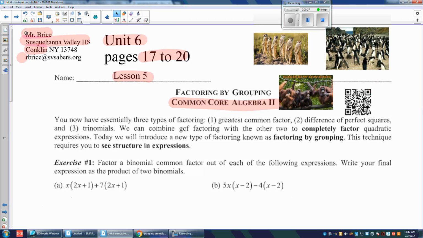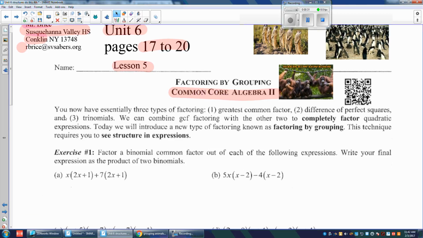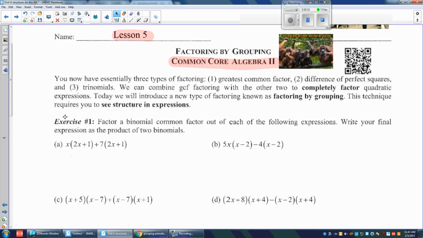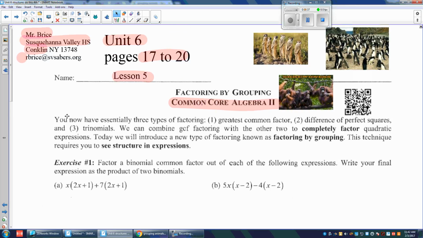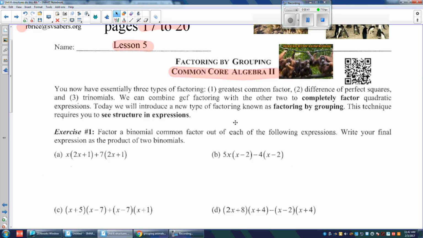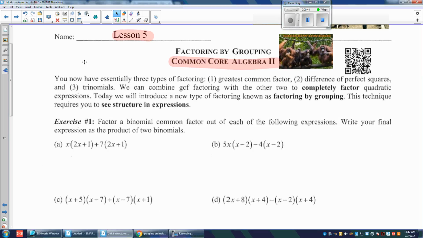Now, we've essentially covered 3 types of factoring: the greatest common factor, difference of 2 squares, and trinomials. So what happens when we have a cube, when we have x cubed? What we're going to learn is how to factor by grouping, and hopefully that'll solve that problem.